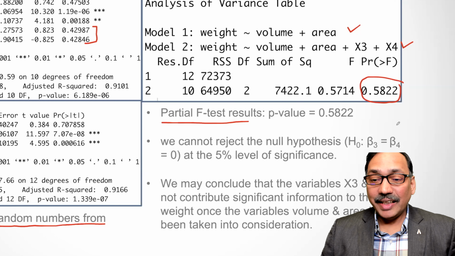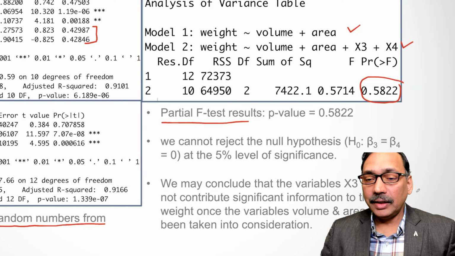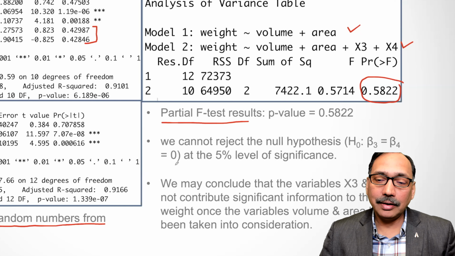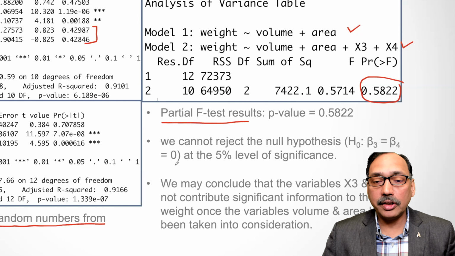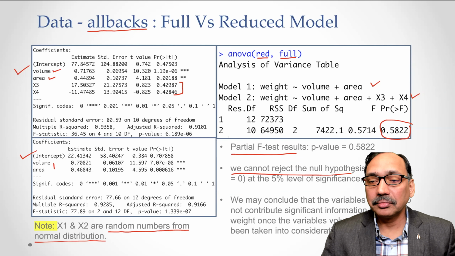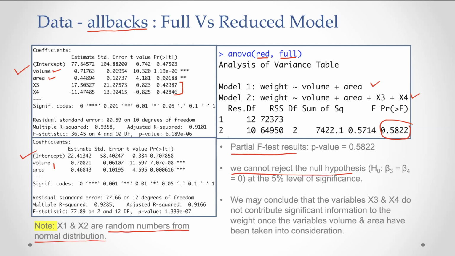And what are we testing? If you compare these two, we are testing that beta 3 equals beta 4 equals 0. So that's our null hypothesis, and the alternate is that at least one of them is not 0. But based on this result, we cannot reject the null hypothesis because the p-value is much higher than 0.05, and accordingly we can conclude that the variables x3 and x4 do not contribute significant information to predicting weight based on this model.